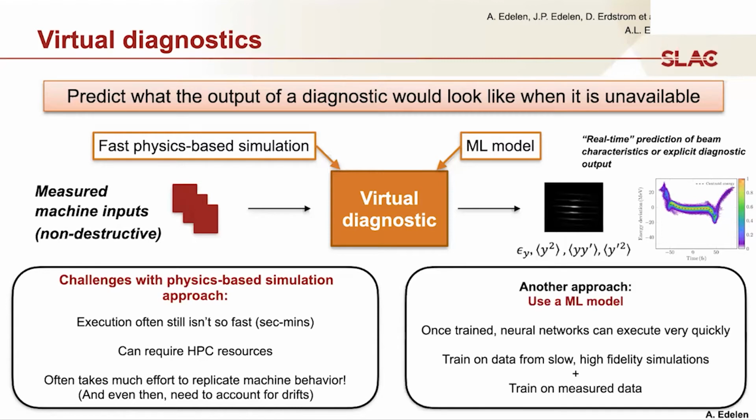The other side of this approach is to use a machine learning model, which you can train offline using slow, high-fidelity simulations. Once it's trained, this kind of model, whether it's a neural network or some other machine learning tool, can execute very quickly, which can give you this single-shot prediction of electron beam properties, which is desired. You can also do hybrid training based on simulation and measured data, which may be able to capture some of these unknown unknowns that are difficult to bake into your simulation a priori.